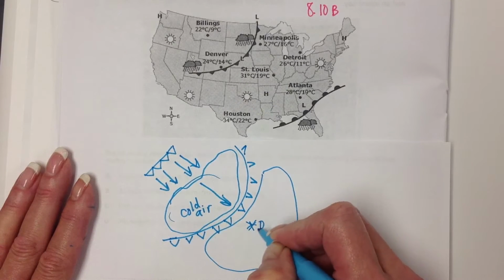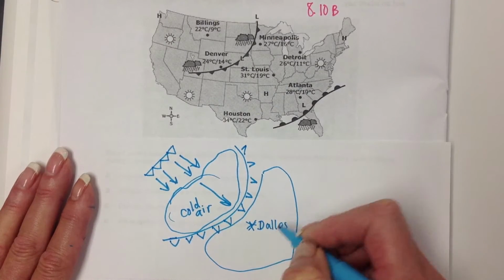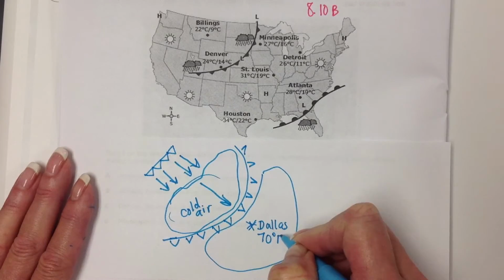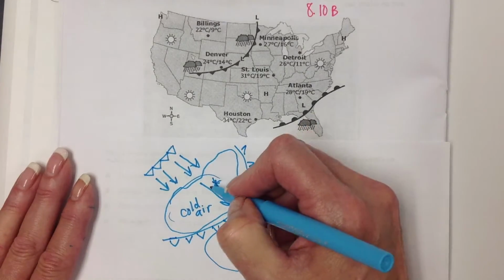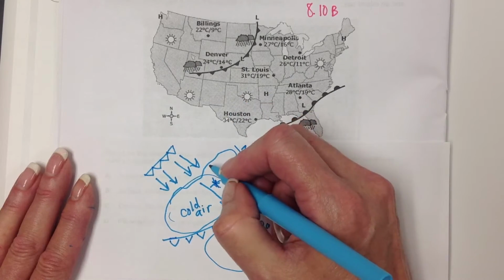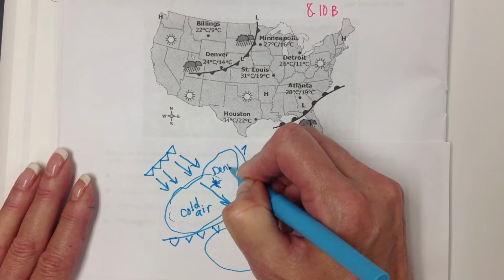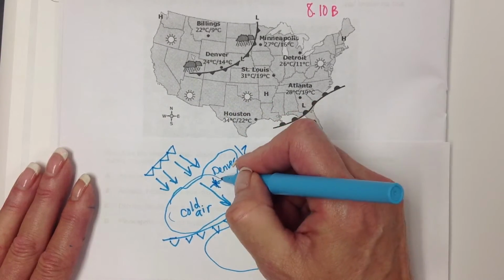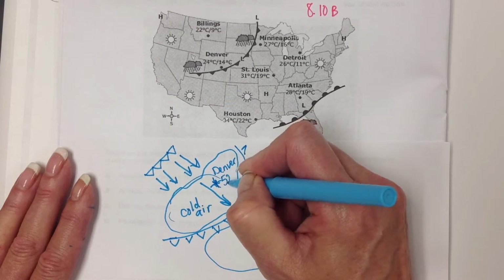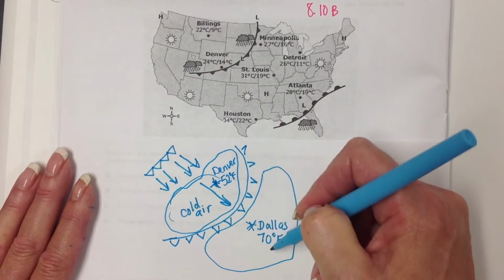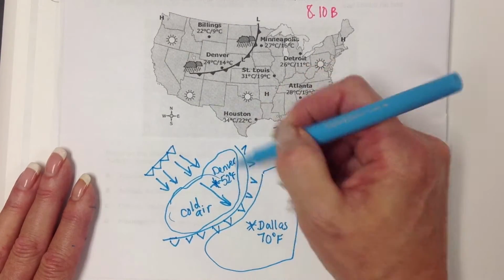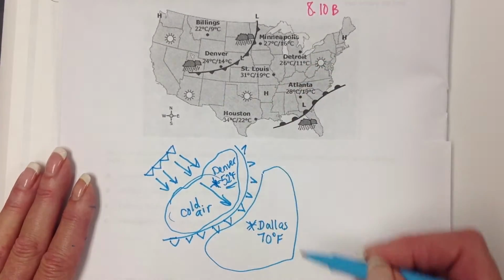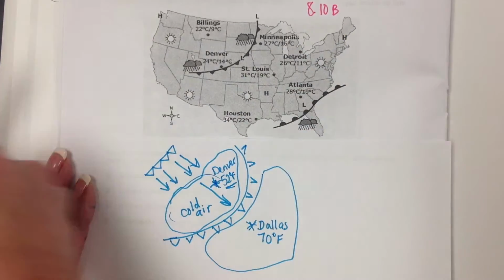So let's say we had a city, let's say this is Dallas, and right now it's 70 degrees Fahrenheit outside. The cold air behind it, here we have, I don't know, Denver, and the air in Denver has already dropped to 52 degrees Fahrenheit. So if you're looking at this, Dallas will probably get that same air temperature as this front moves through.